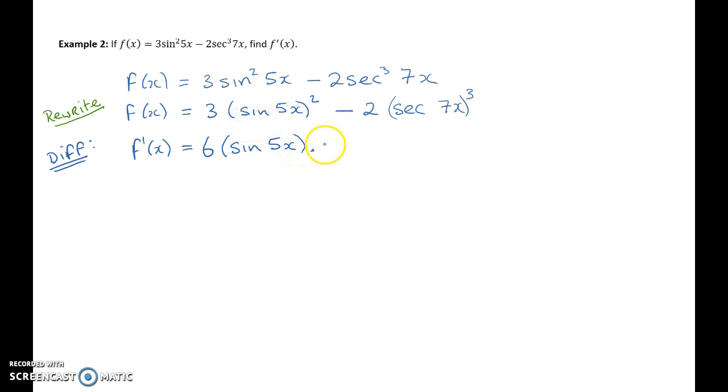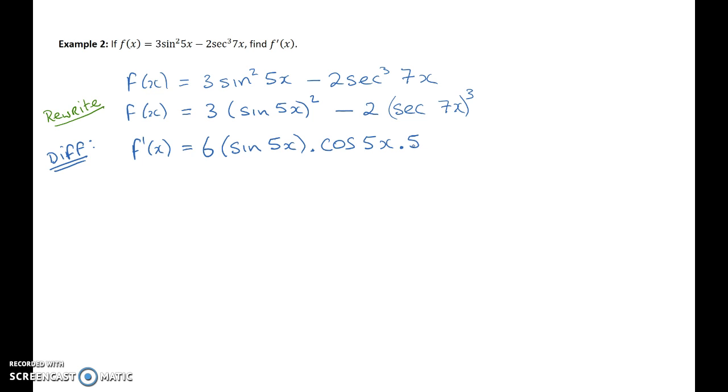So if we differentiate sine, we get cosine. And we keep 5x. The argument stays the same. And then we have to multiply by the derivative of 5. So in effect what we're doing is we're using the chain rule a number of times there. And then we move on to the next term, it's negative 2 times the secant of 7x cubed.